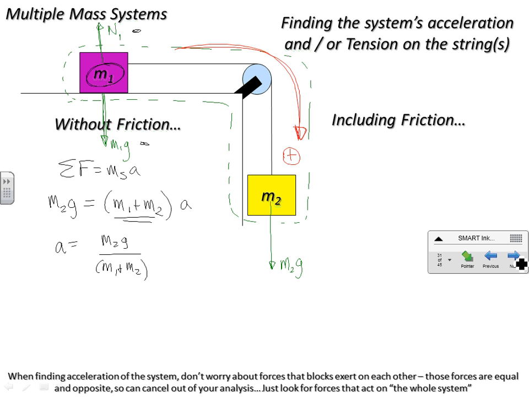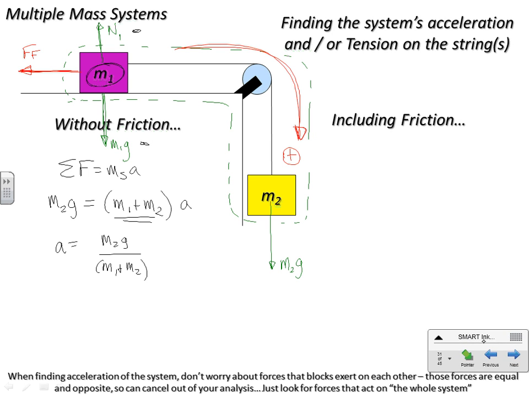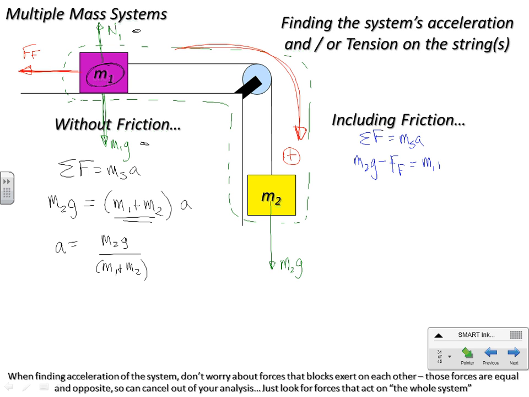If we include friction, right now we say there's a frictional force here, and that changes our net force statement. So now we say net F equals M system A. Now we have M2G minus that force of friction equals M1 plus M2, the mass of the system, times acceleration.